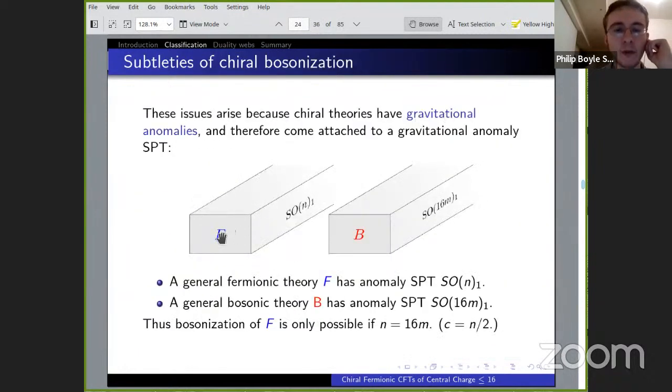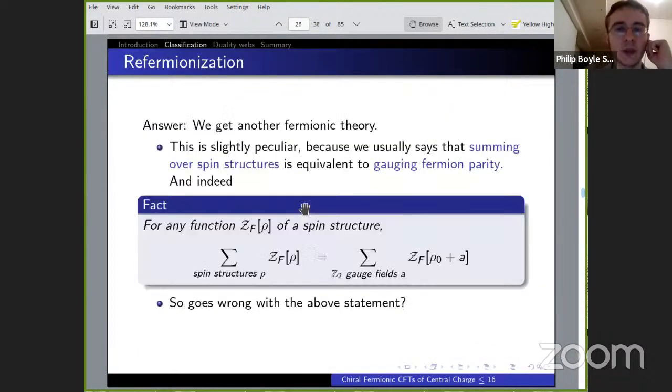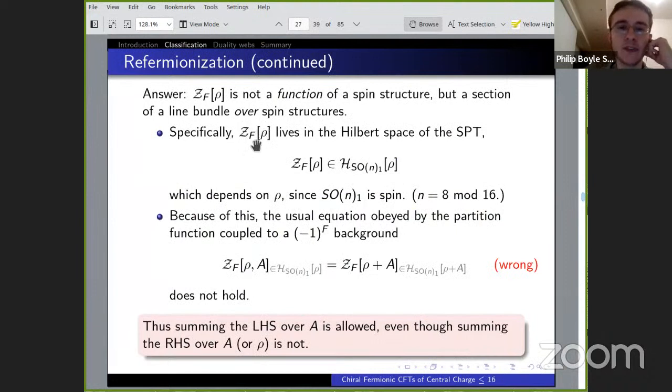So recall that F lives on the boundary of SO(N) level one. That means that the partition function of F on a given spin structure lives in the Hilbert space of the SPT phase. ZF of rho lives in H of the SPT of rho. And because it's an SPT, this Hilbert space is isomorphic to the complex numbers, but not canonically isomorphic. And this is what mathematicians mean when they say it's a section of a line bundle. Like the fibers of the line bundle are the Hilbert spaces of the SPT and its fiber over spin structures.